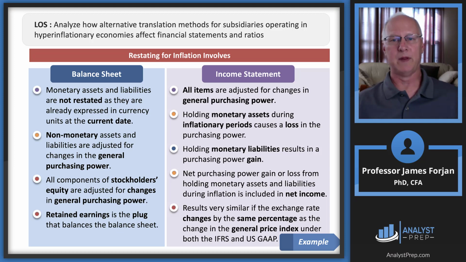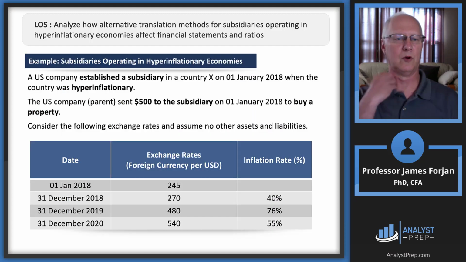Over on the income statement, all these items are adjusted for changes in that general purchasing power. So let's go ahead and work through a quick example here. A U.S. company establishes a subsidiary in a different country. In January, this country is hyperinflationary. The U.S. company sends $500 US to buy a piece of property, right? So let's consider the following exchange rates. No other assets and liabilities.